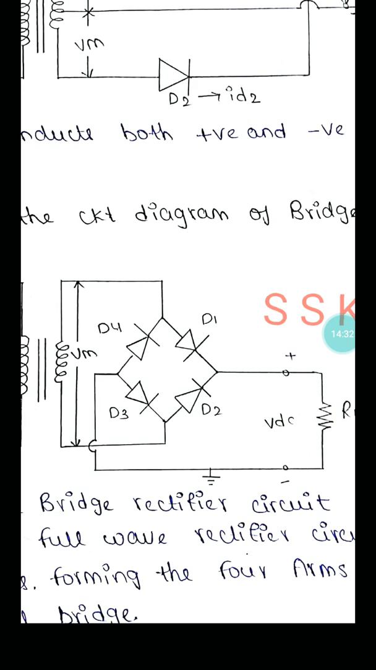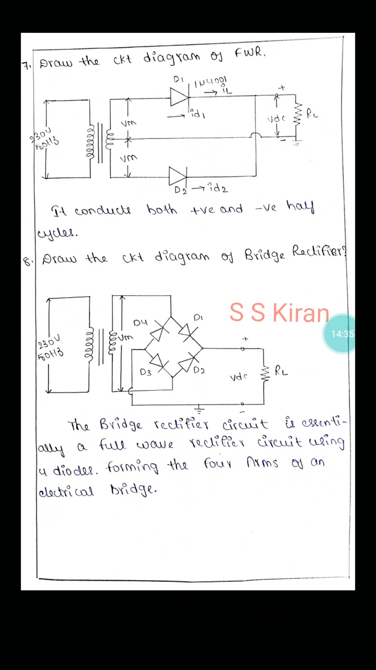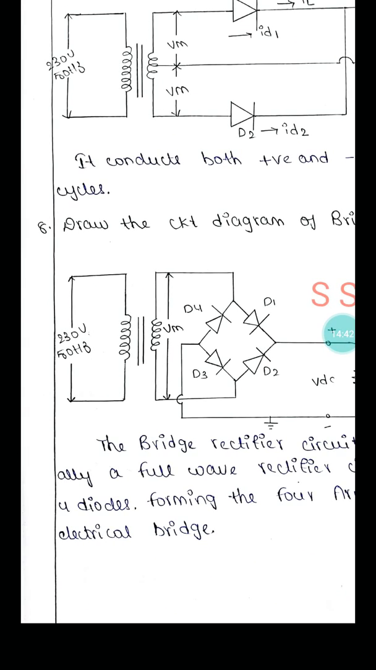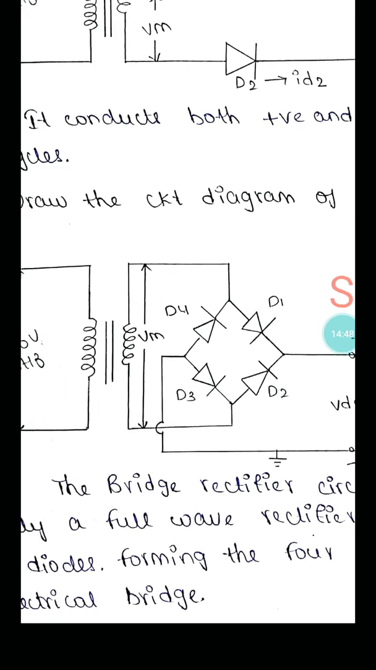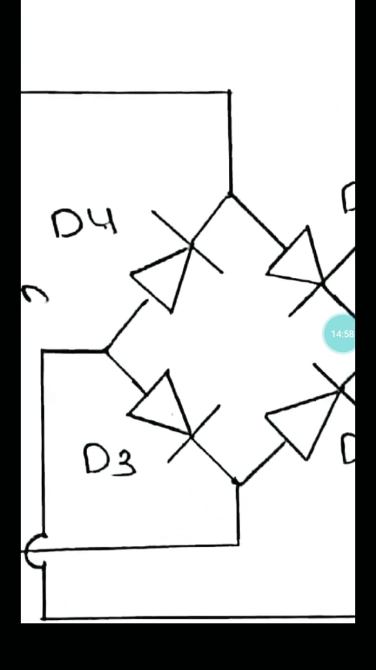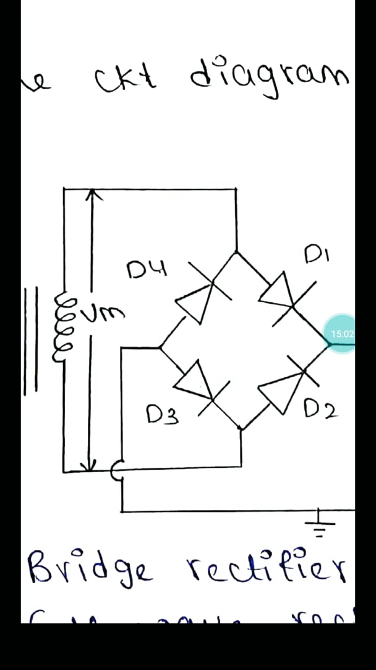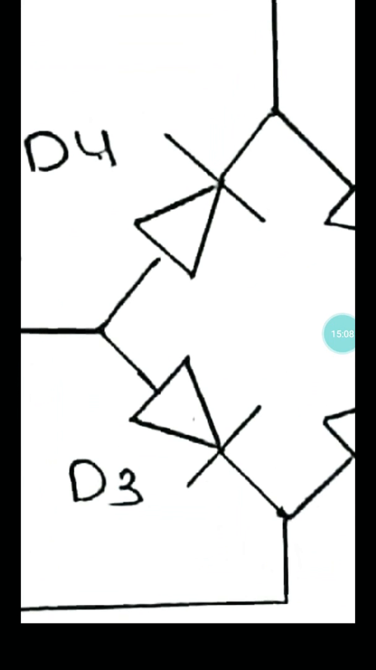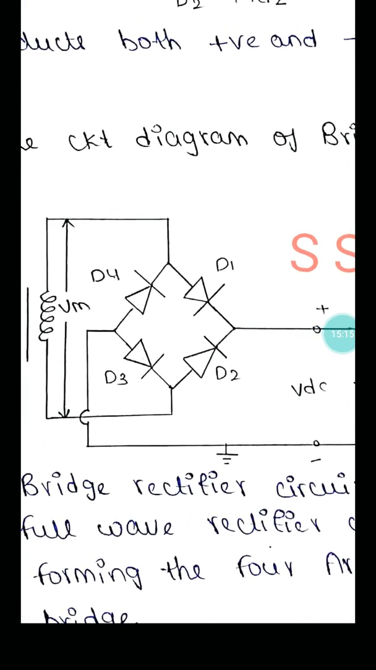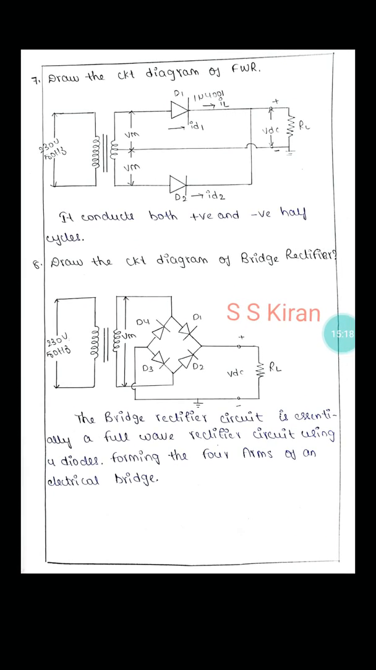One more point: the transformer has two windings. This is the primary winding and this is the secondary winding. To the primary winding, you connect the phase and neutral of our power supply. On the secondary side, the joint of an anode and a cathode is connected to one terminal of the transformer. At the other anode and cathode junction, you connect the other wire of the transformer. The remaining two terminals, the other two joints, are connected to the load. Right, this is the circuit diagram of the bridge rectifier.